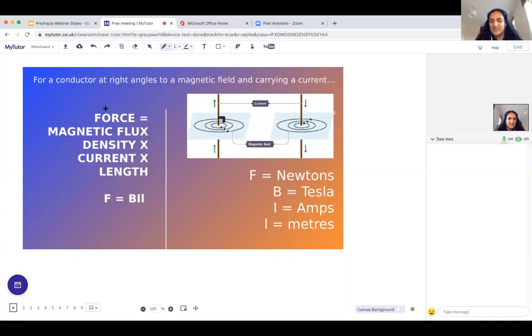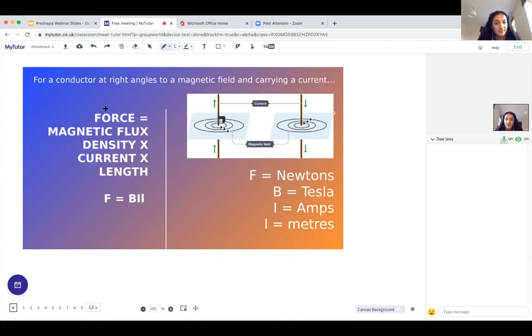So it's quite specific. It can only be a conductor. It only works if you're at right angles to a magnetic field. And it only works if it's carrying a current. If it's just a wire with nothing attached to it, there's no magnetic field. Only when the wire has a current running through it do we have a magnetic field. So 3 conditions that need to be met to be able to use this equation.